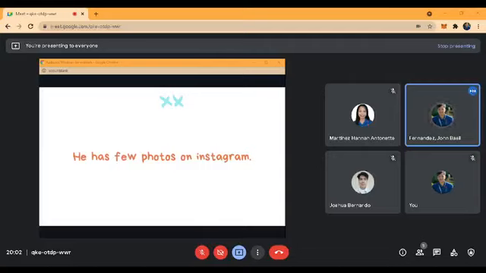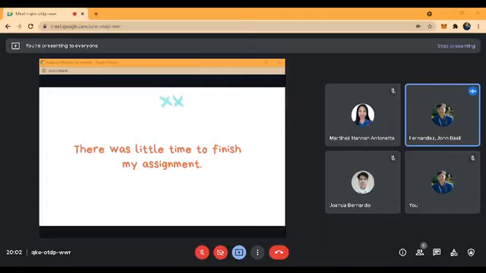Now, let's proceed to the last sentence. Will someone please read? Yes, Joshua? There was little time to finish my assignment. Thank you, Joshua. Now, what do you think the determiner used in this sentence is? Little. Thank you, Joshua. The determiner little is used in this sentence. Now, take note again that little is accompanied by uncountable singular noun, which is time. Again, little is accompanied by uncountable singular noun, which is time.